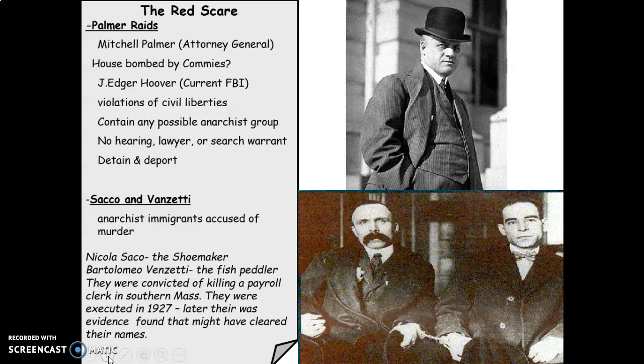So to carry on with the anti-immigrant sentiment here in the U.S., we have the Sacco and Vanzetti case, Nicola Sacco and Bartholomew Vanzetti. As you see, one's a shoemaker, the other one's a fish peddler. They are convicted of killing a payroll clerk in southern Massachusetts. They were executed in 1927. Come to find out, they were not involved in it, and they were innocent the whole time. So we did execute a couple of men who were innocent.